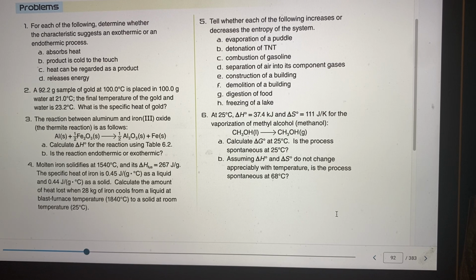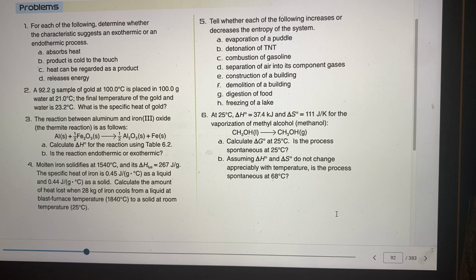The reaction between aluminum and iron oxide. You're going to calculate delta H for the reaction. Let's see. Did I do this one? I'm going to have a hard time showing this one to you, but it has to do with moles, and we'll have to use the table, so I'm not going to do that one right now either. So some of these I'm going to skip around for. Let's just go up to number 5, because this is another question I'm going to have to show you rather than tell you how to do.